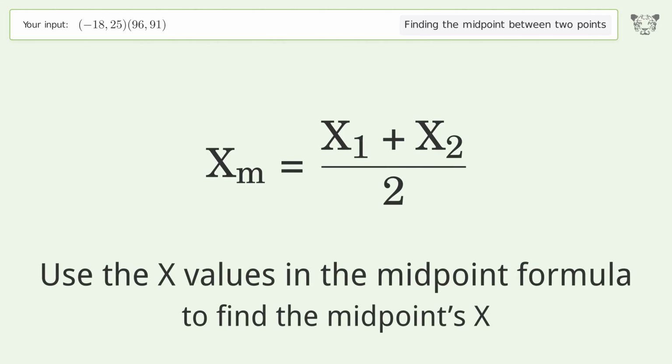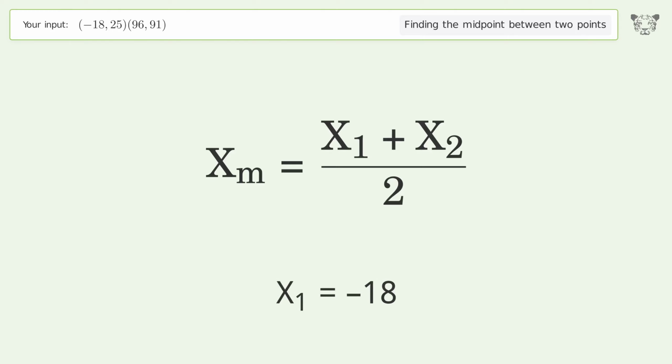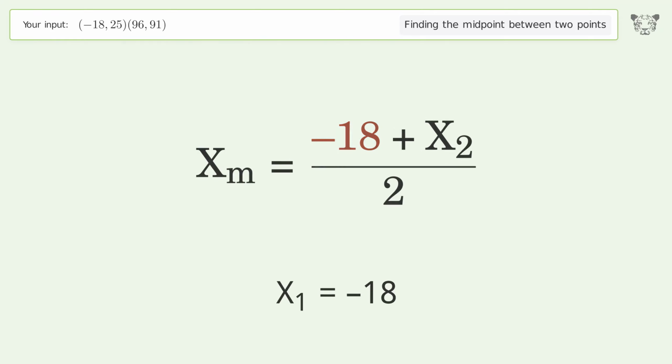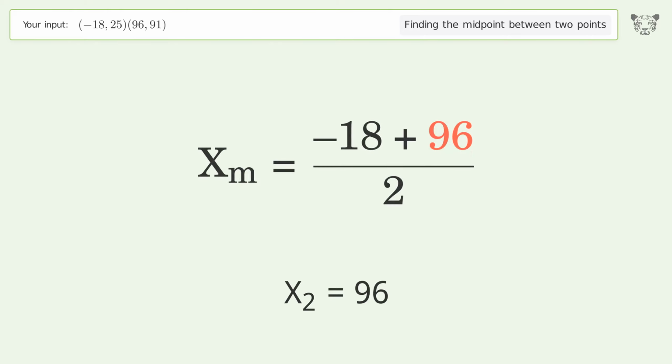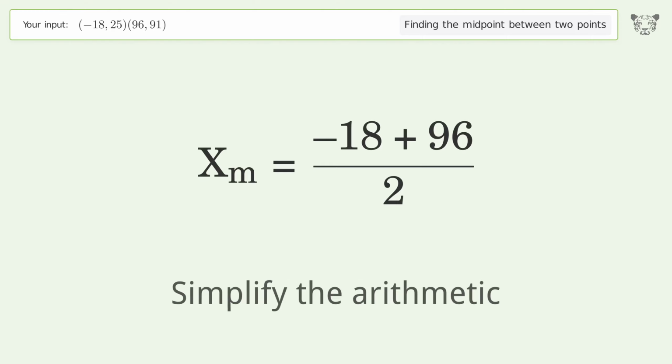Use the x values in the midpoint formula to find the midpoints x. x1 equals -18. x2 equals 96. Simplify the arithmetic.